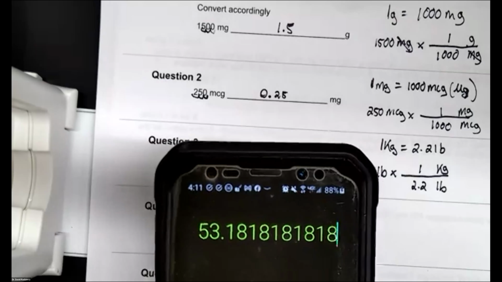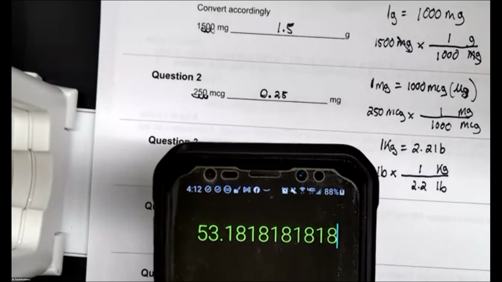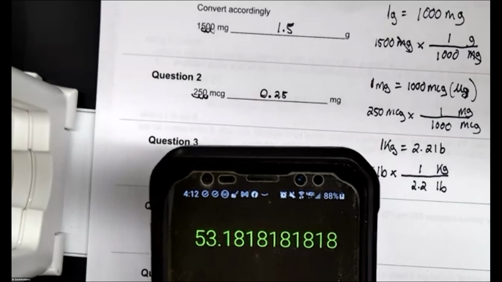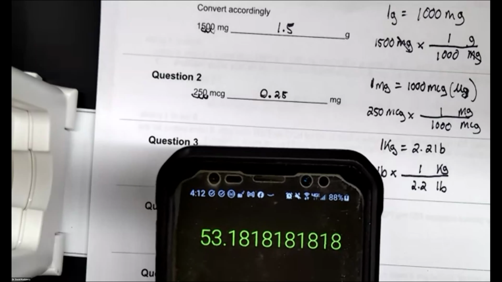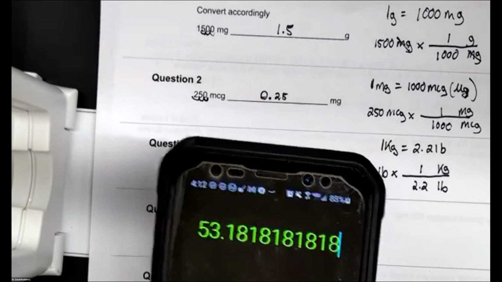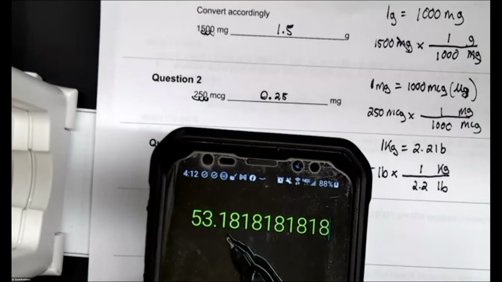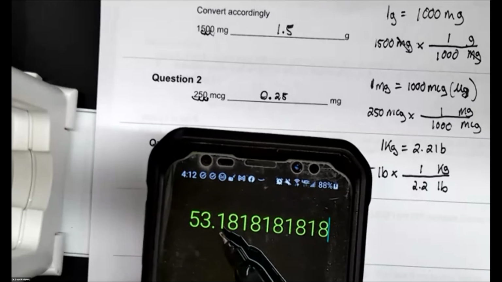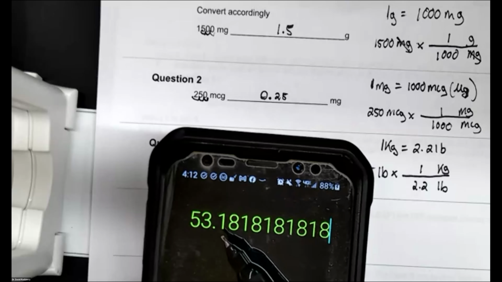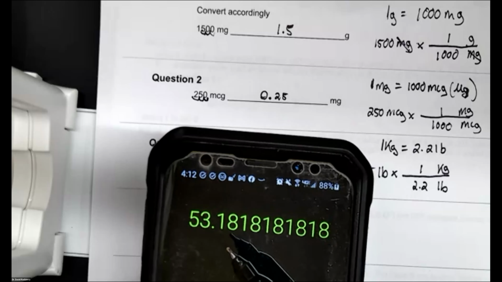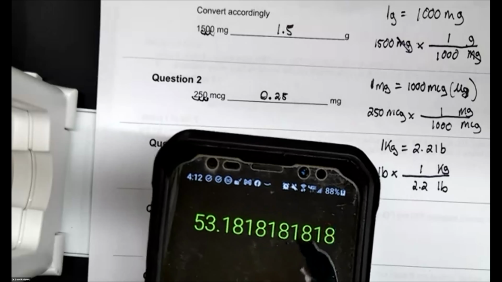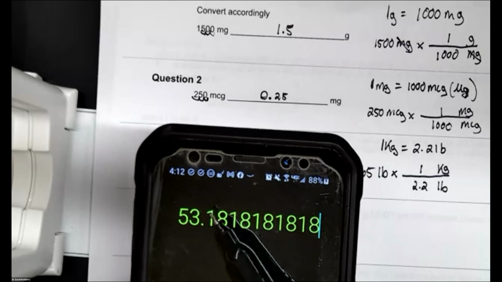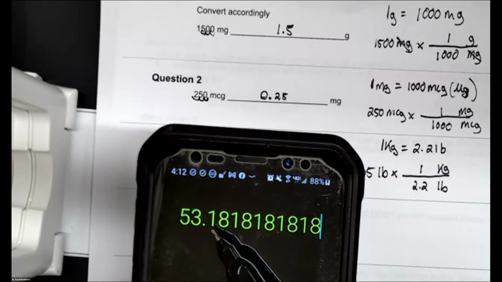For 117 divided by 2.2, now I get this long, crazy number, right? 53.181818. They don't want you to write all those numbers. And you might be tempted because of other classes to round to two decimal places. They don't want you to do that. They want you to round it to the nearest tenth. When you have a number greater than 1, and that's mainly for volume type questions like milliliters, round to the nearest tenth.